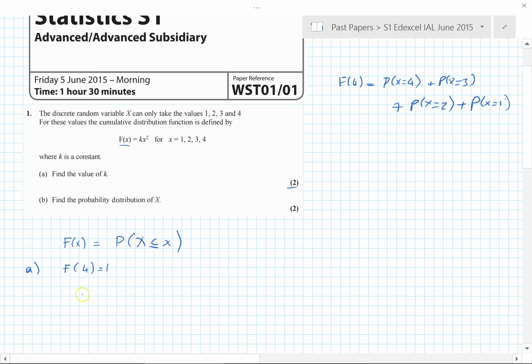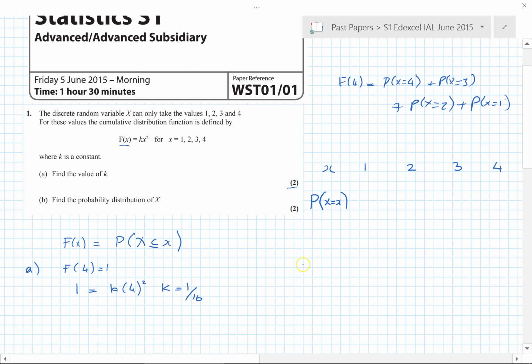So F(4) equals 1. That gives me 1 equals k times 4 squared, so k equals 1 over 16. Now it says find the probability distribution. Well, that just means put the numbers into a table. So the possible numbers are 1, 2, 3, and 4, and we have P(X = x). Now we can build up from the top or the bottom here.